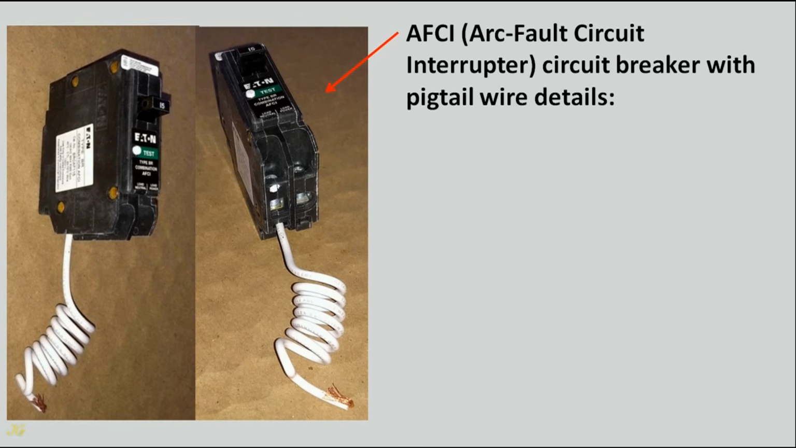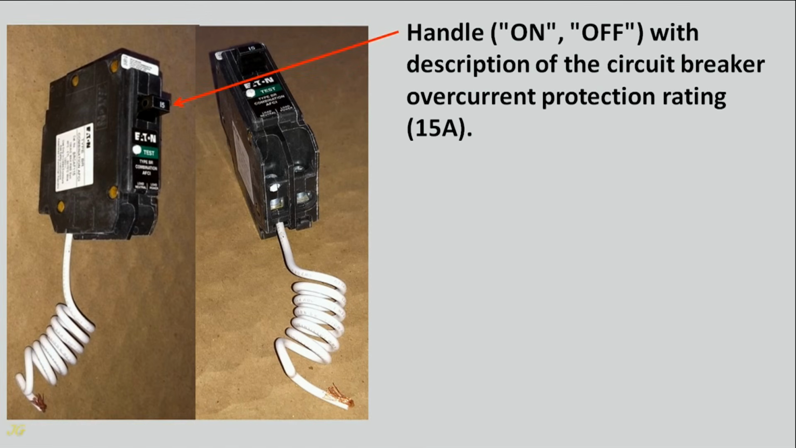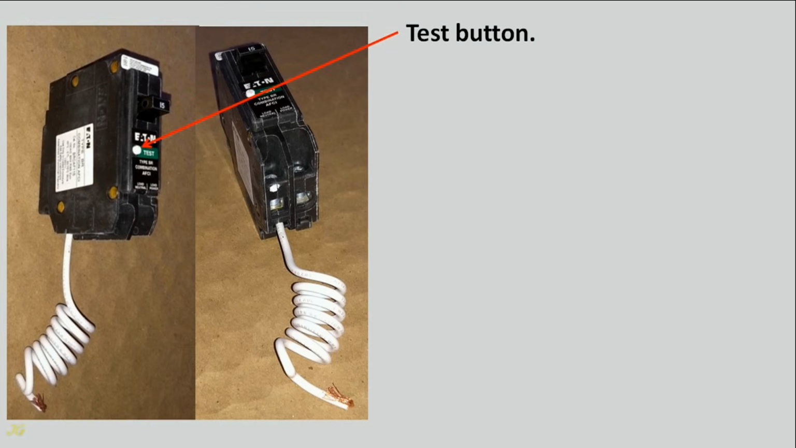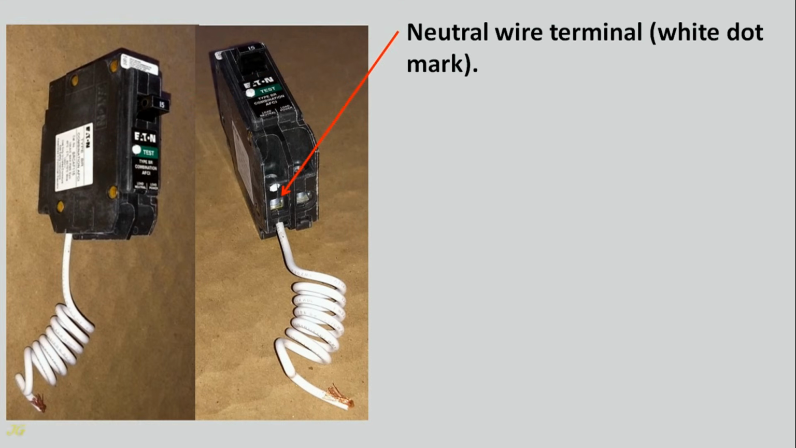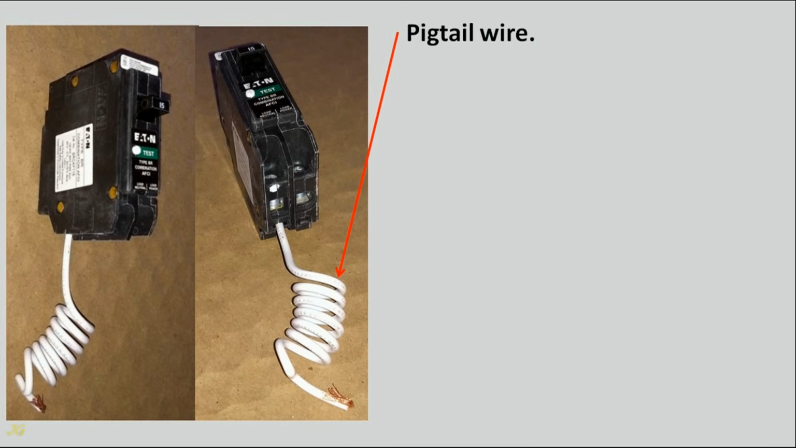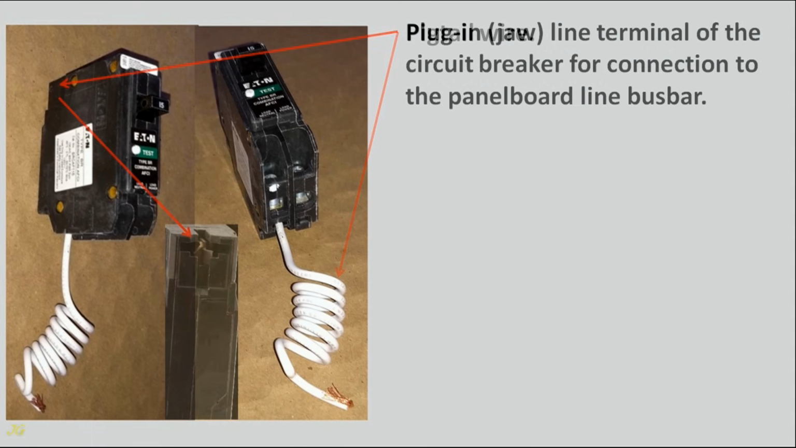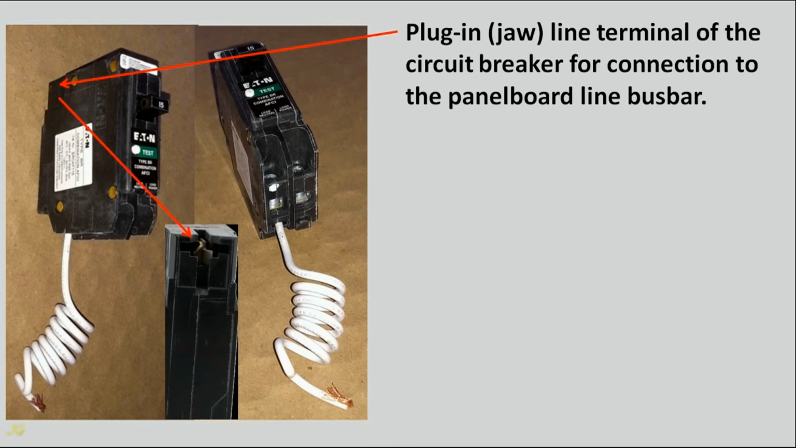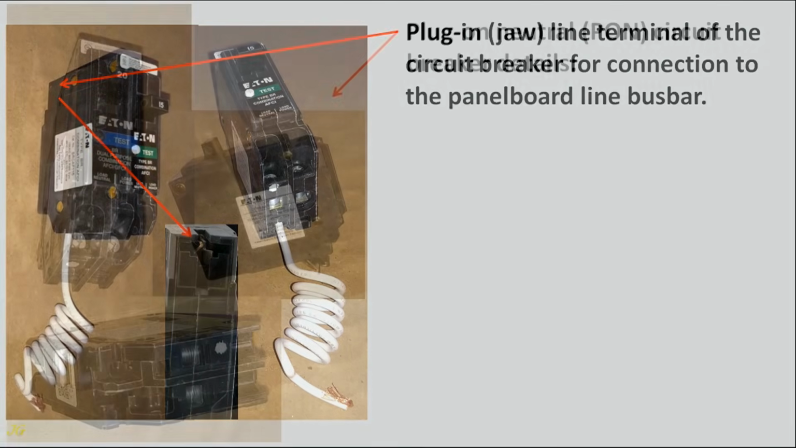AFCI, arc fault circuit interrupter, circuit breaker with pigtail wire details. Handle, on, off, with description of the circuit breaker overcurrent protection rating, 15 amps. Test button. Neutral wire terminal, white dot mark. Hot wire terminal. Pigtail wire. Plug-in jaw, line terminal of the circuit breaker for connection to the panel board line busbar.